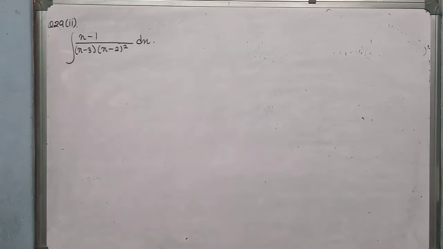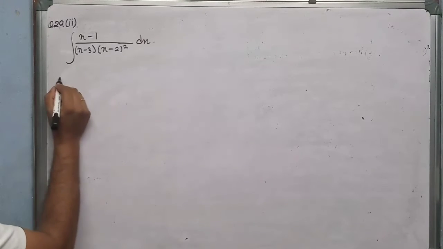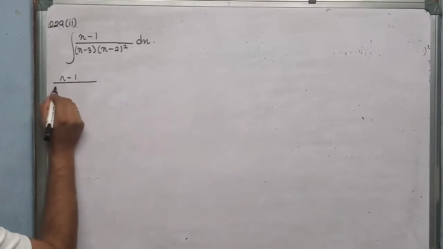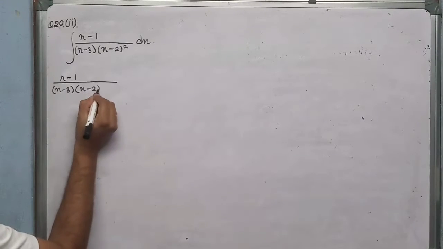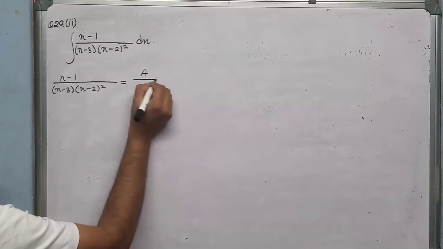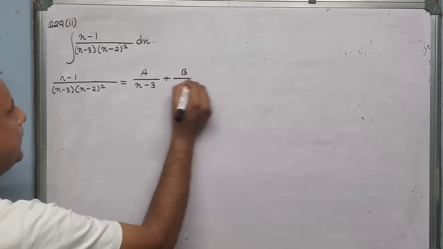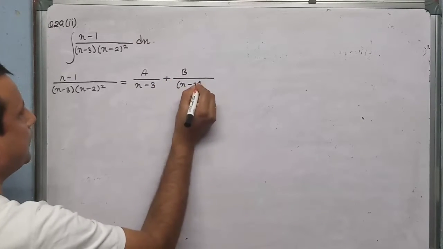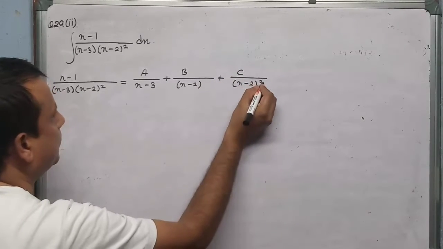Dear student, another type of question, but the method is the same. Now I'll use partial fraction, which is also linear into perfect square form. So I'll write (x minus 1) over (x minus 3) into (x minus 2) whole square. The partial fraction of this kind of question is a over x minus 3 plus b over x minus 2 plus c over (x minus 2) whole square.